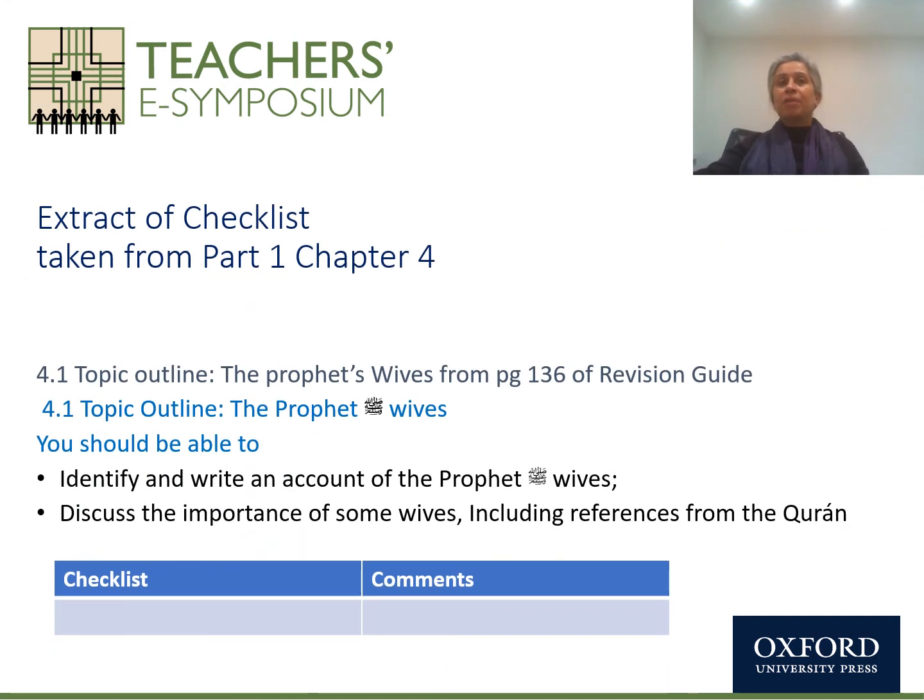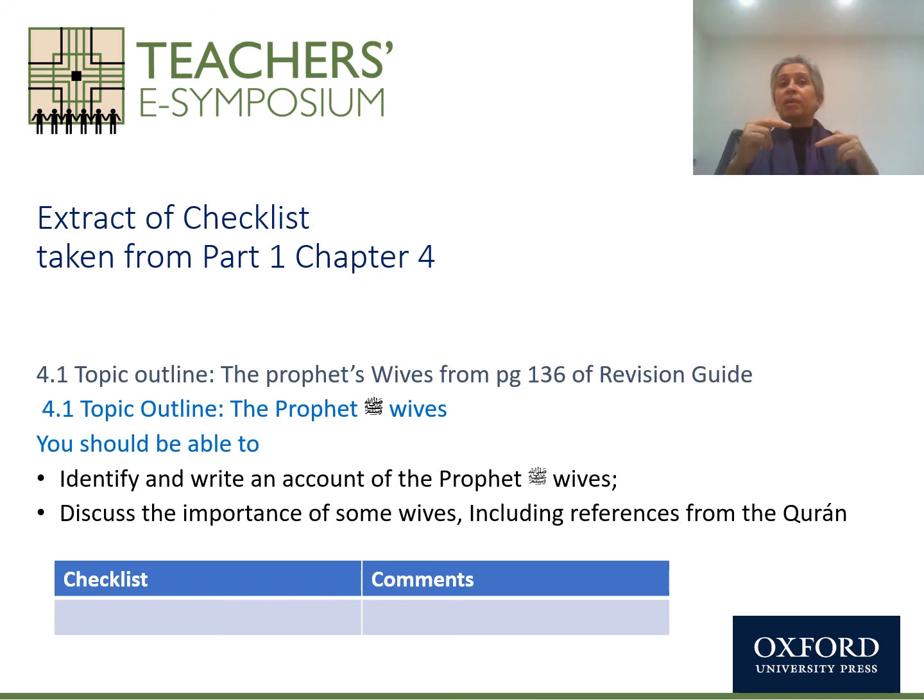Here is a sample page from the checklist section. The theme is the first Islamic community, and the first topic in this theme is the Prophet's wives. And students need to be able to identify and write an account of the Prophet's wives, discuss the importance of some wives, including references from the Quran with regards to them. And if they know something, they can tick it off.